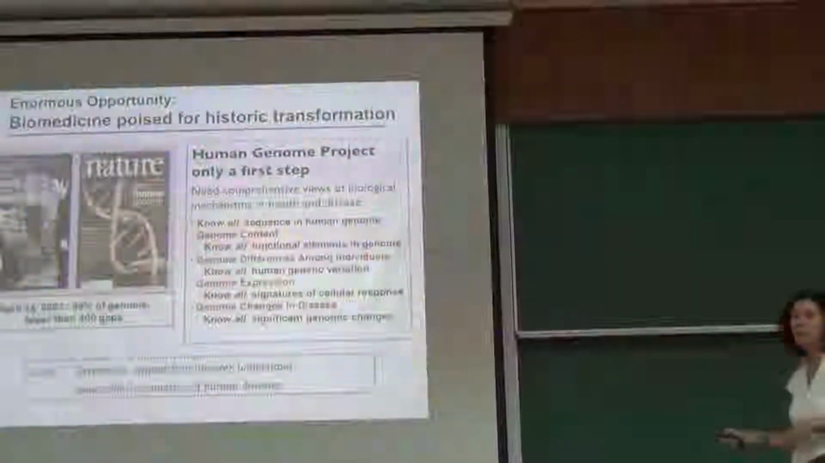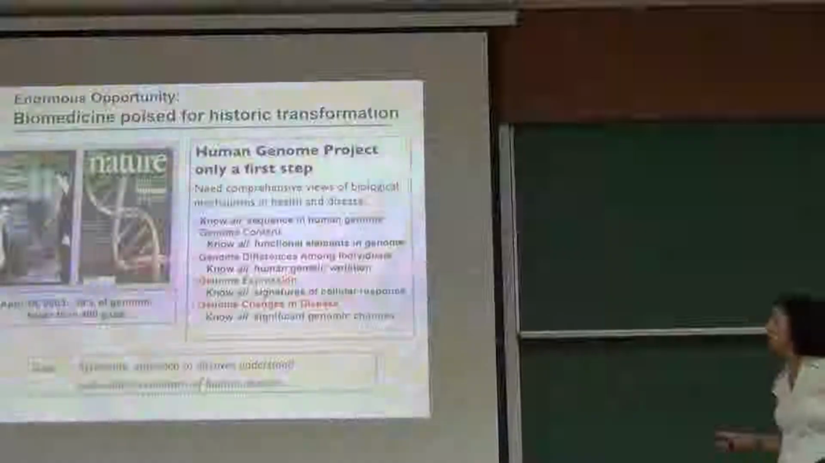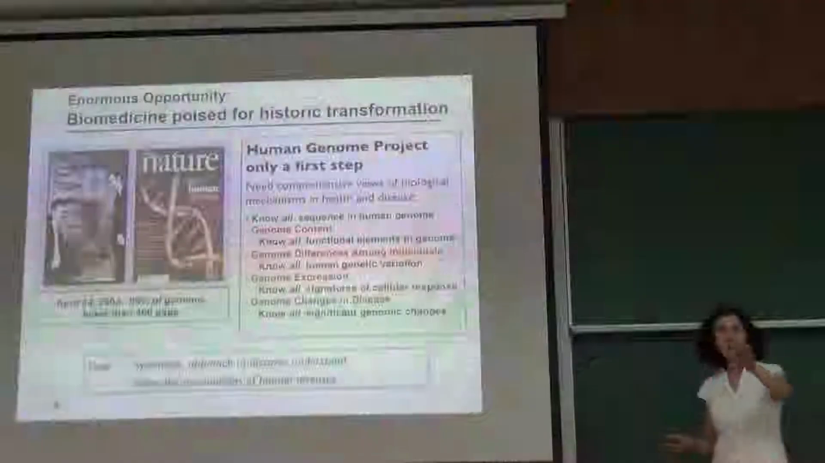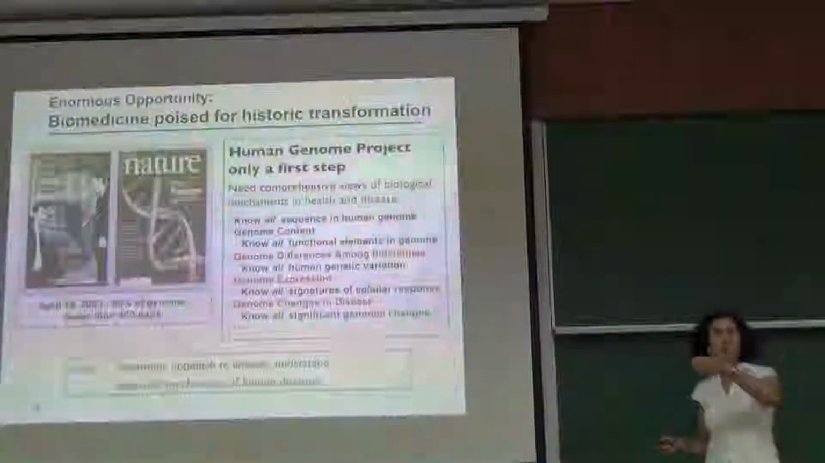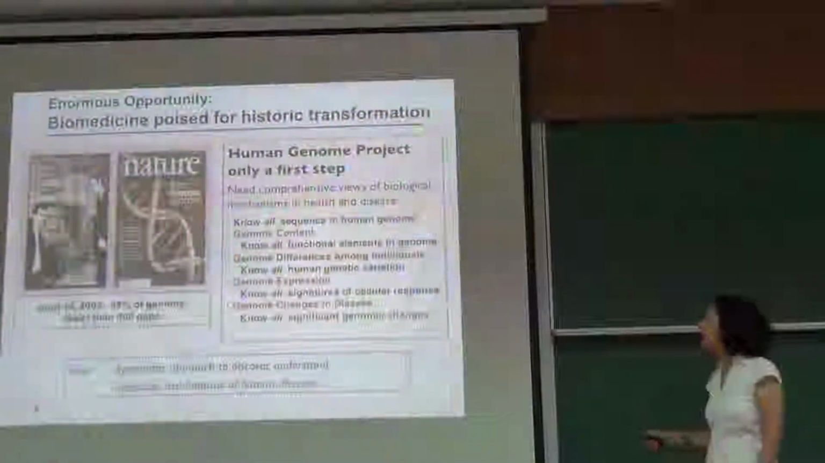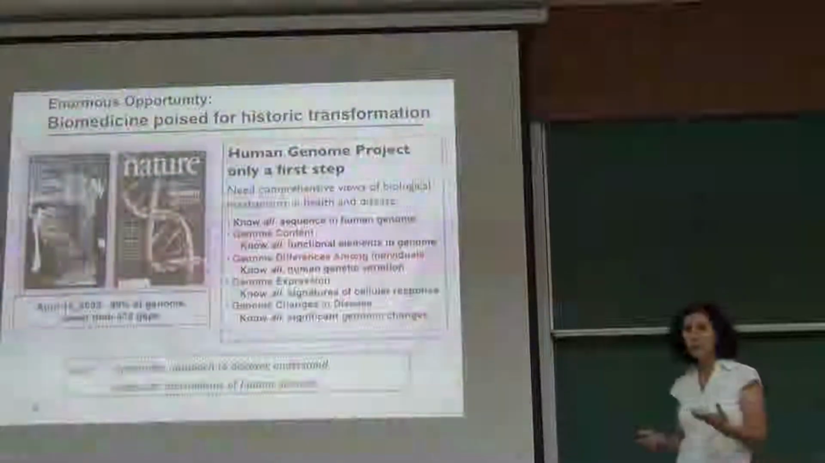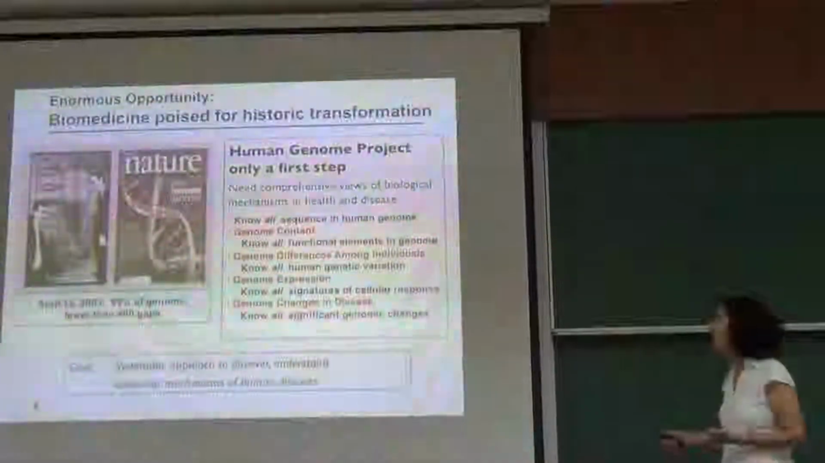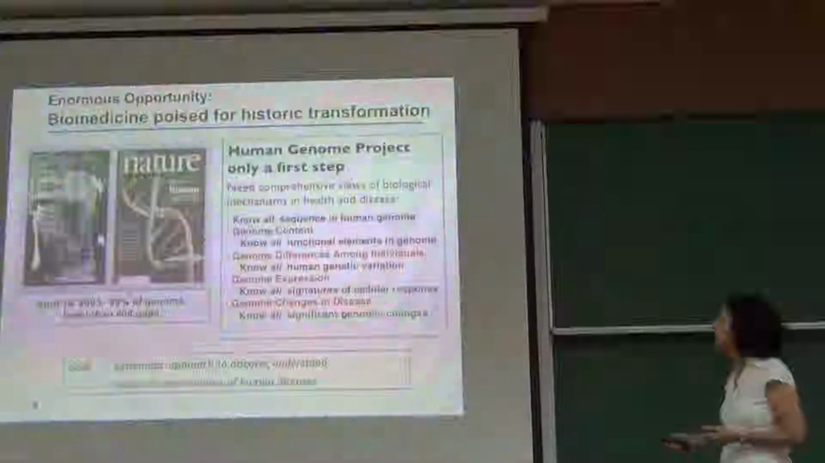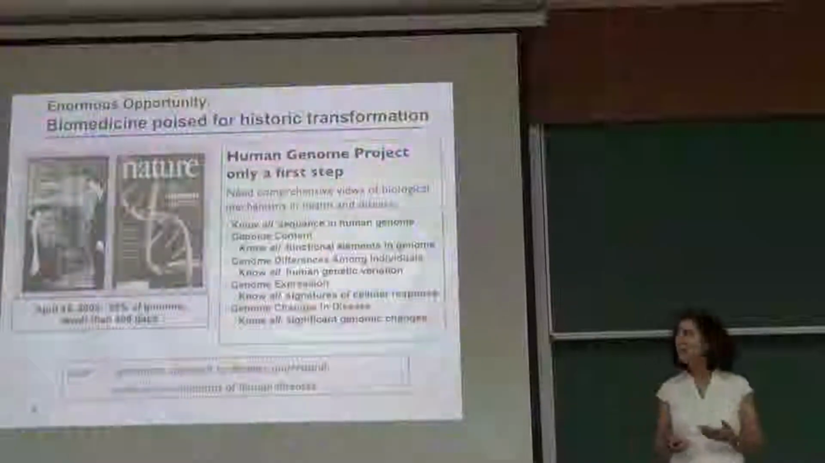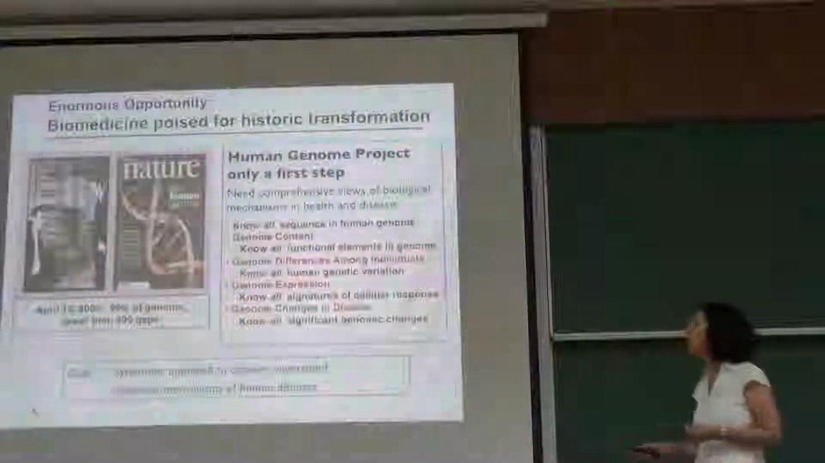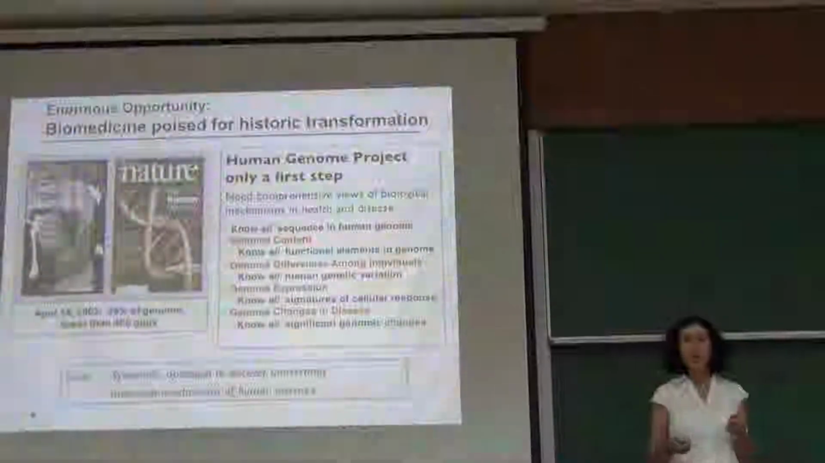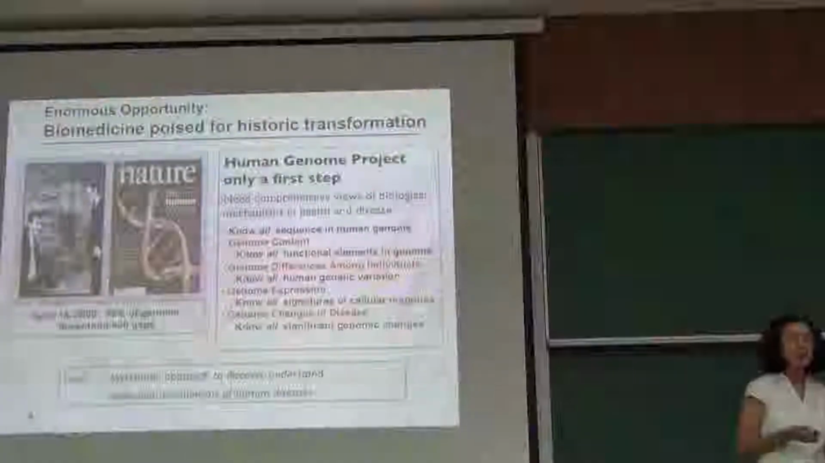So what we got was all the sequence of the human genome, but there was still a lot more to learn. So we want to learn what was in the genome to understand how everyone's genome is different and what those differences give rise to, and to know all the signatures of cellular response, so how the genome is actually functioning within our cells, and even more importantly, what all the significant genomic changes are that are associated with human disease. And in particular, what we're looking for is a more systematic approach to discover and understand the molecular mechanisms of disease, and through that to improve the practice of medicine.